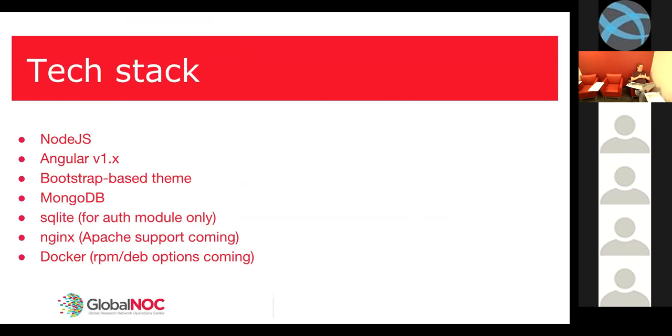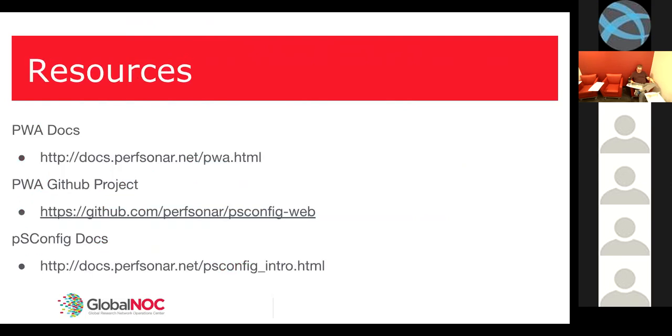Again, Nginx, though we'll be using Apache soon. You can use whichever one you like. And the RPM and Debian packages are coming soon. You'll notice this is a bit of a different tech stack from a lot of the other perfSONAR components, so it may be a challenge to support, just because a lot of these are outside of our main areas of expertise. But I think that'll be fine.